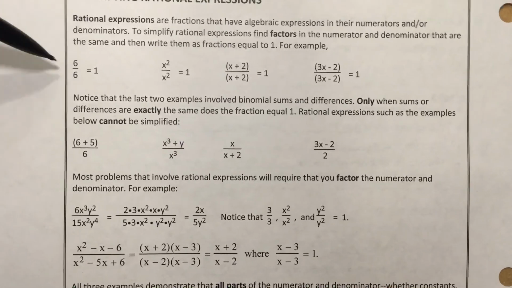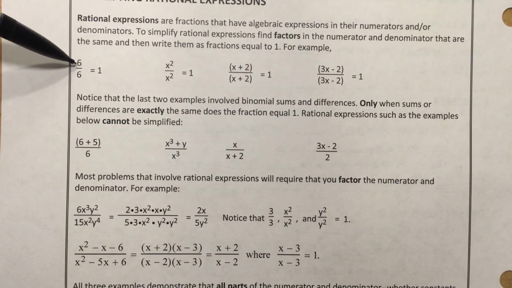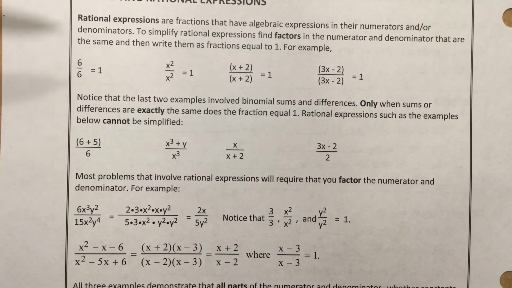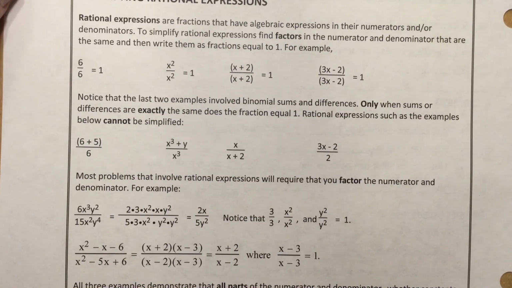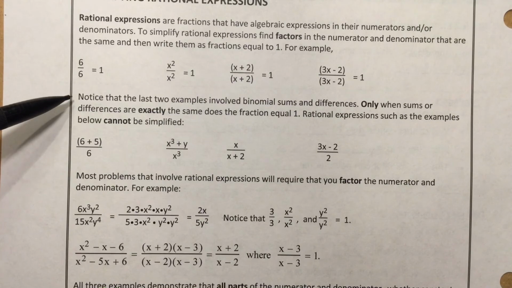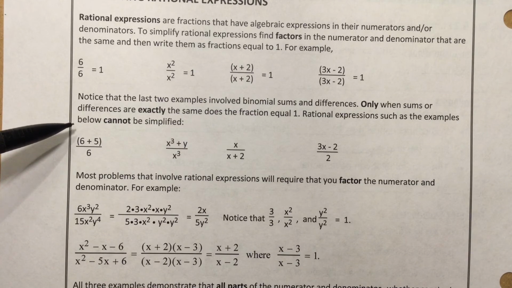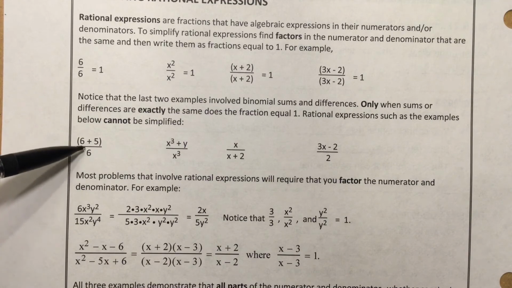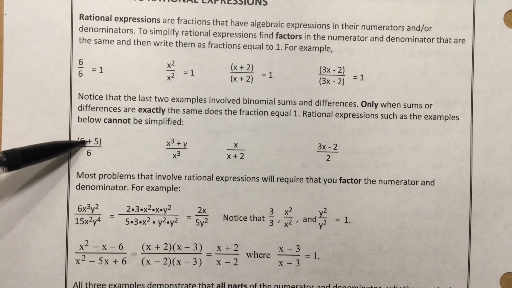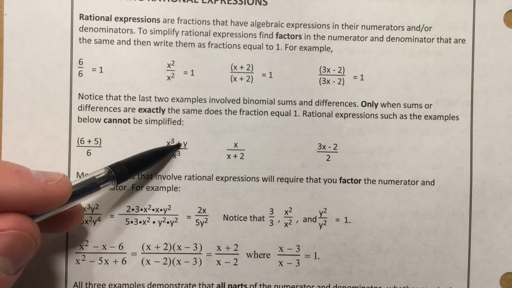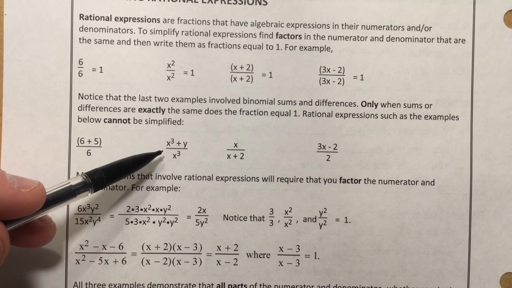This just shows us that when we cancel things out, they are equal to 1, which is why they can cancel, and 1 times anything is anything. These are examples of things that cannot be simplified. Again, if it's separated by addition, they can't be simplified. So here the 6's can't cancel because this is a plus sign. They're not factors. Again, the x cubes cannot cancel because this is separated by a plus sign. They're not factors. You can only cancel factors.